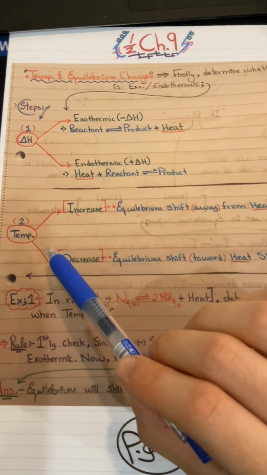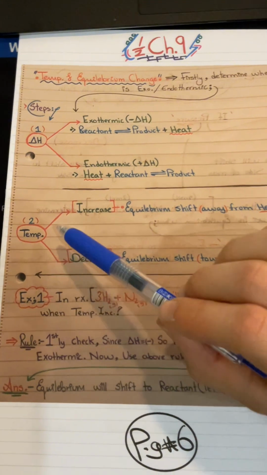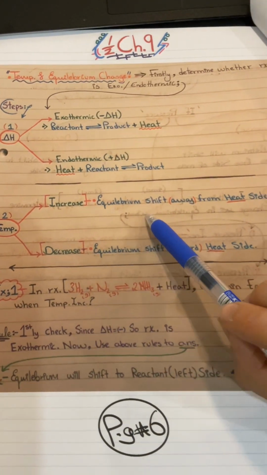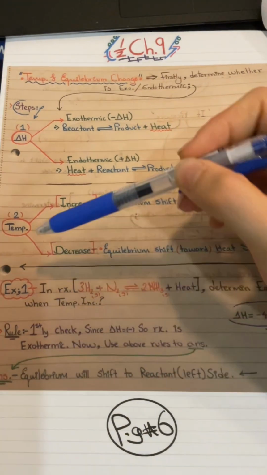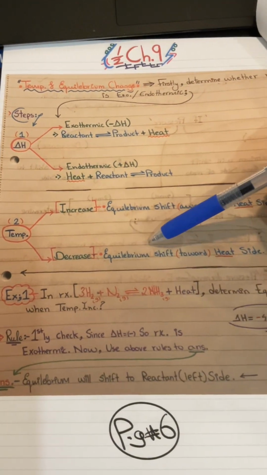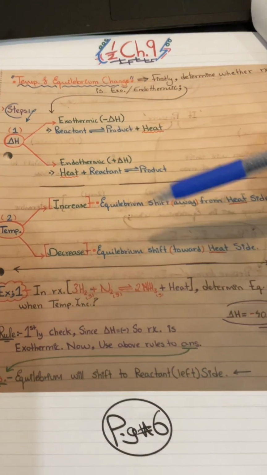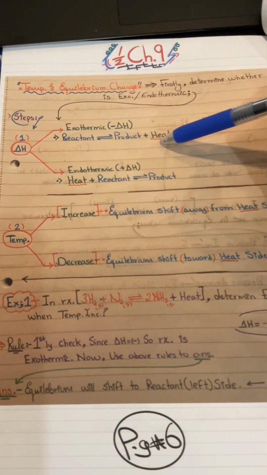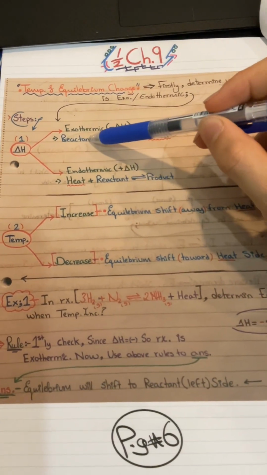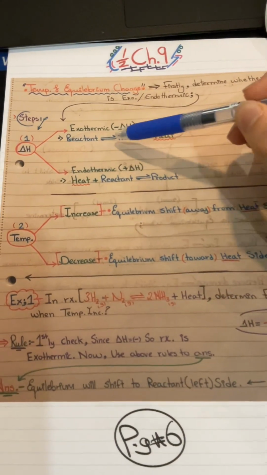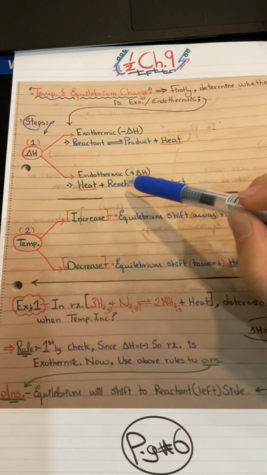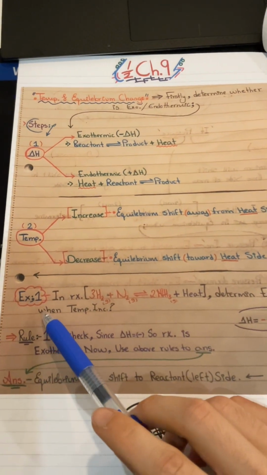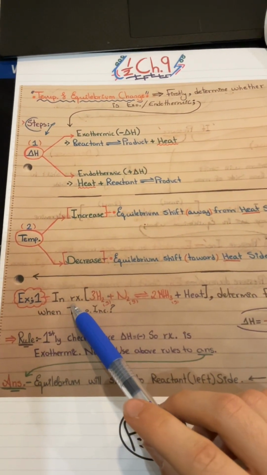Okay, temperature. This is the second step. If the temperature is increased, equilibrium will shift away from the heat side. If the temperature is decreased, equilibrium will shift towards the heat side. So when you have a negative enthalpy change, if you increase the temperature, it will shift away from the heat, towards the reactant. If you decrease the temperature, it will shift towards the product, and vice versa for the positive enthalpy change. Let's have a look at this example, example number 1.